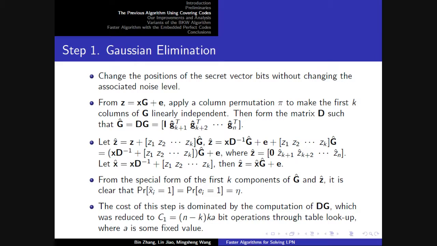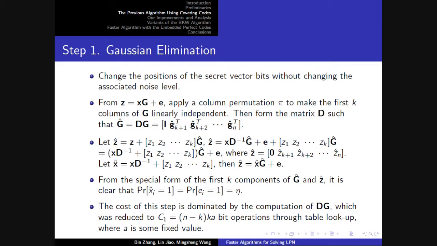For the Gaussian elimination, its purpose is to change the positions of the secret vector bits without changing the associated noise level. From the matrix representation, it is easy to derive this. From here, we can derive this formula, where z hat begins with k zeros, and g hat from s here. It is a systematic matrix. From the special form of the first k components of g hat and z hat, it is clear that we have this distribution for the secret, so for the new secrets here. So we need not exhaustively search all the possibilities of these secret variables. We just try the highest probability one first.